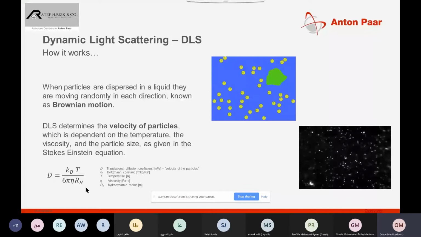So most of the times, especially when you have a monodispersed solution, this is definitely very important to know: what is the hydrodynamic radius or diameter of those particles in the solution or emulsion. The depending factors, as you can see over here, are the viscosity and the temperature.